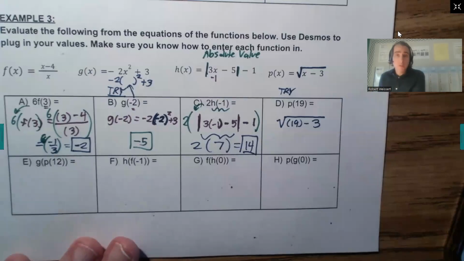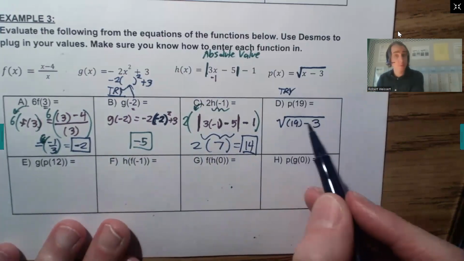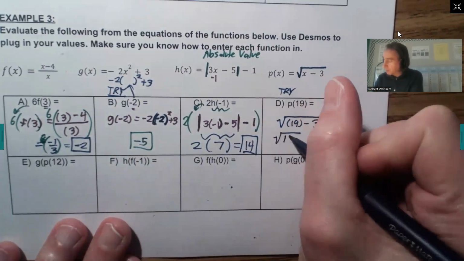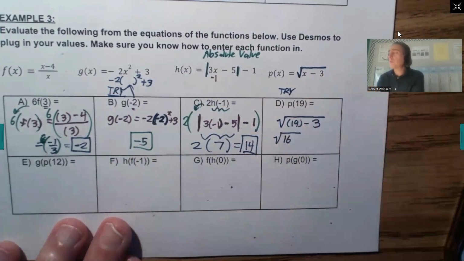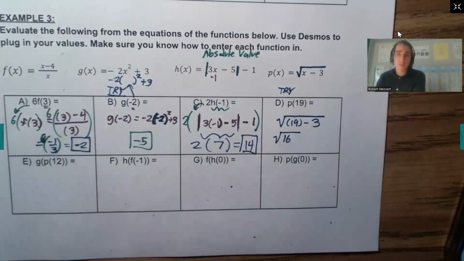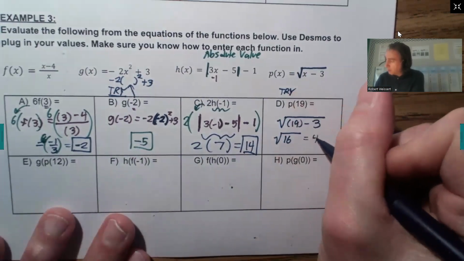To square root a function, you got to think about what number times itself is going to get you an answer and work backwards. So when I'm doing the function, I'm going to treat the square root like a group, and I'm going to do what's inside of them first. This is the square root of 19 minus 3, which is 16. And if you know the square root of 16, it's basically what number times itself is going to give you 16. That number is going to be 4. If you didn't know that, you can use your calculator.